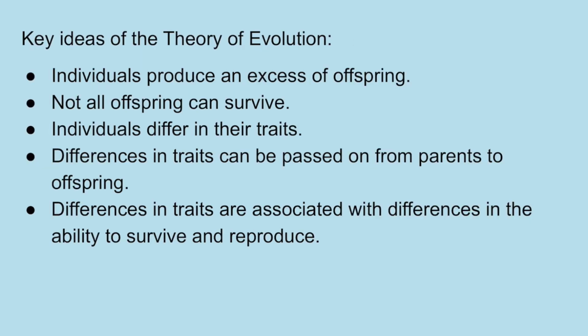The theory of evolution by natural selection was coined by a scientist named Charles Darwin, and it has a few key ideas. Individuals produce more offspring than can actually survive, and all of these individuals have different genotypes. The differences in their traits, so the differences in phenotype because of that genetic variation, can be passed on to future generations and can make some individuals more likely to survive and reproduce in the future.